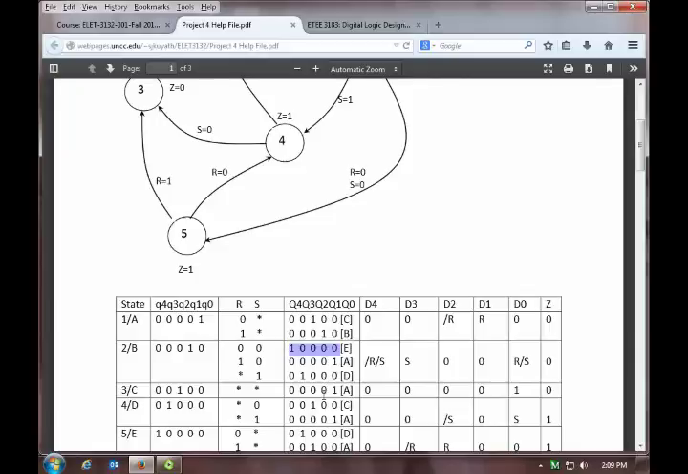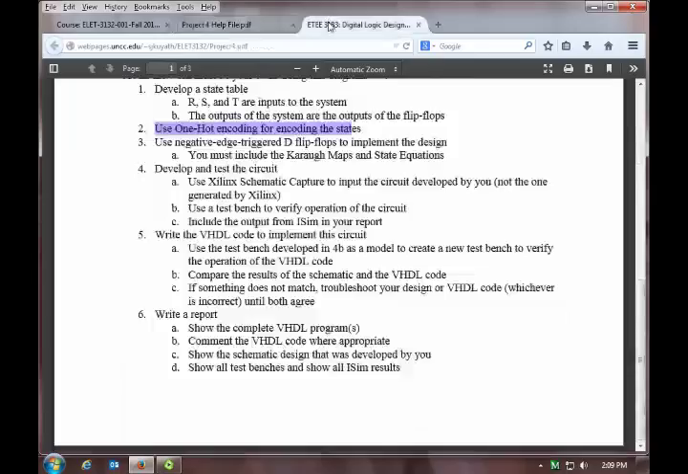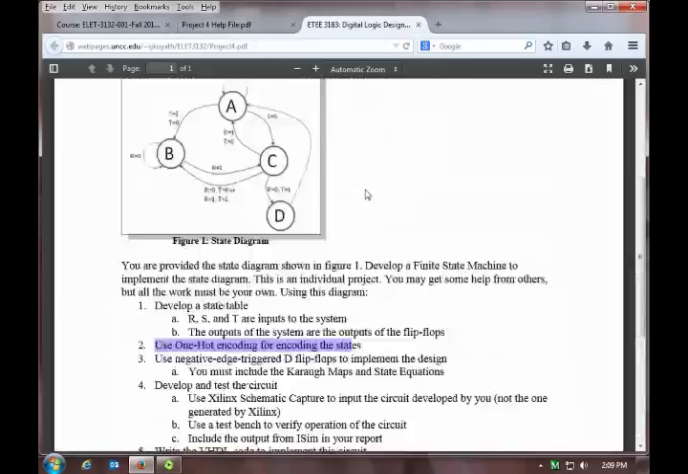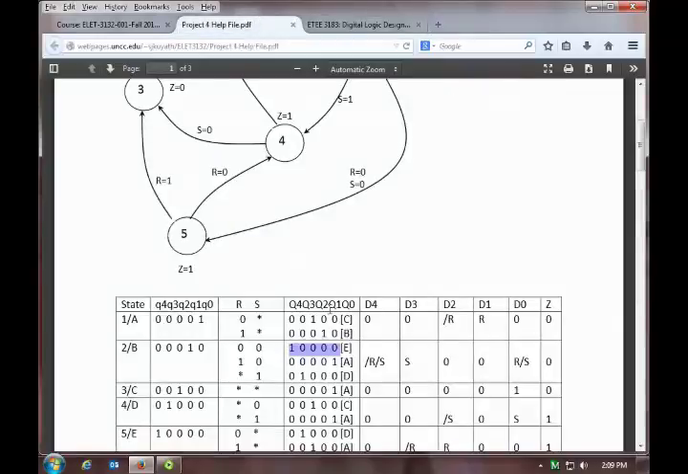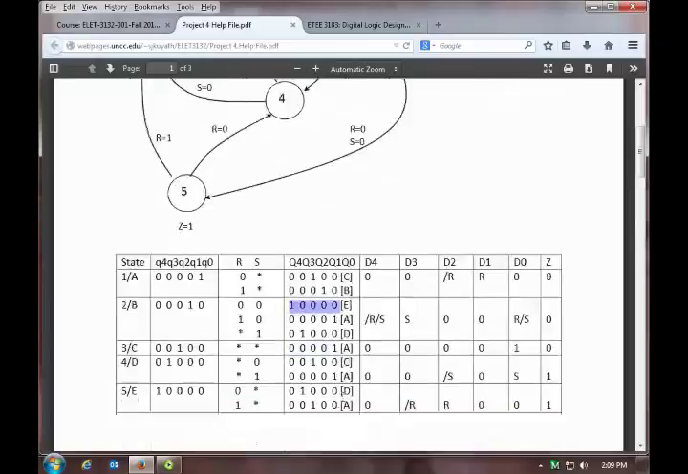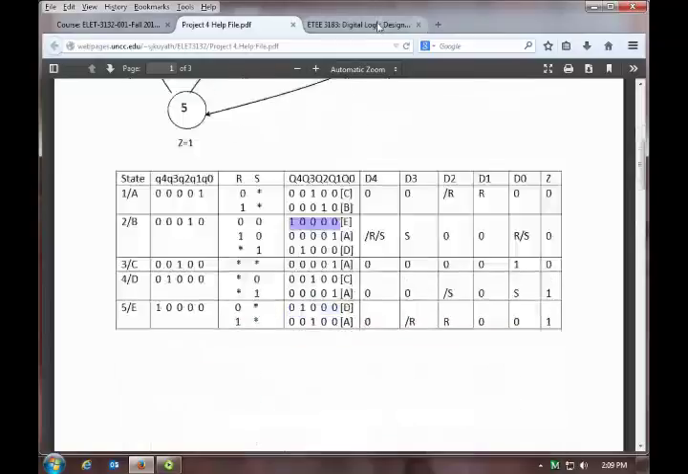All right. Now, this says use this. It's only got 4 states. I do have 3 inputs though. It says develop a state table. This is a state table. This thing right here. Okay.